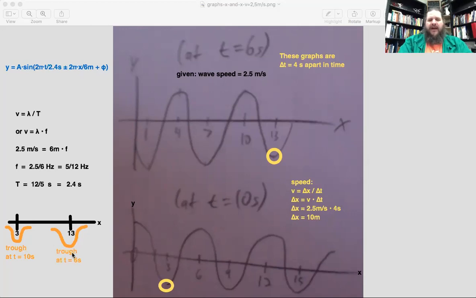Which one of those events happens first? The 6-second one happened first. Yeah, 6 seconds is an earlier time. So we know that the trough hits the 13-meter mark earlier, and then later the same trough hits the 3-meter mark. So as time passes, which direction is the wave traveling?